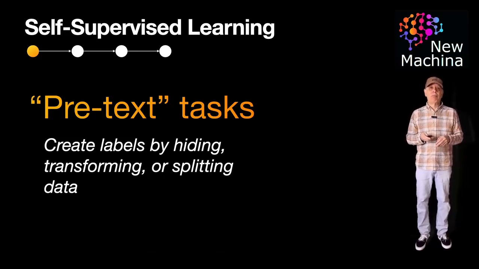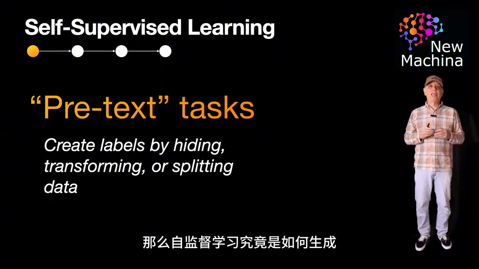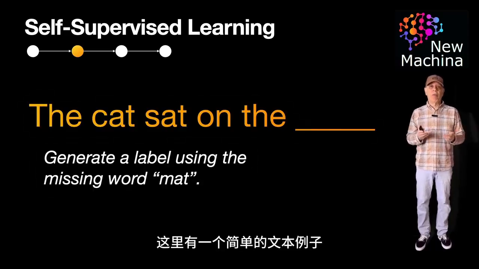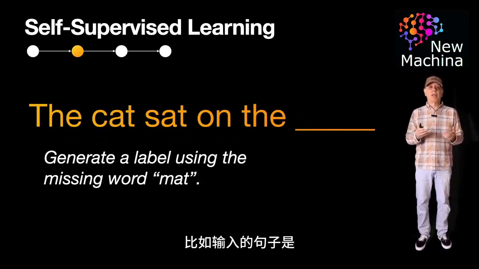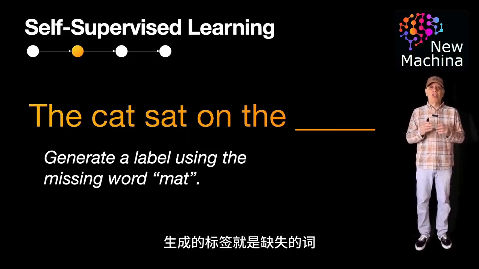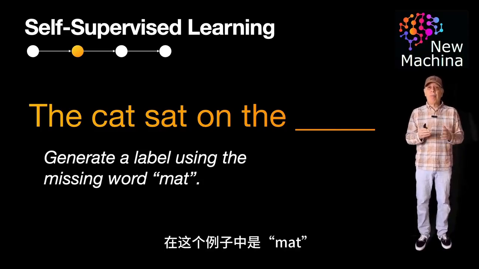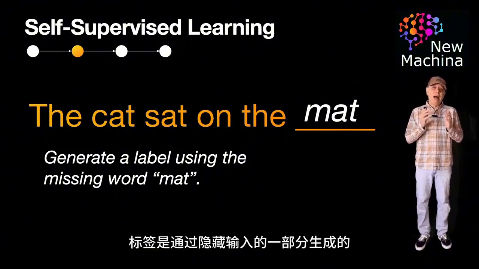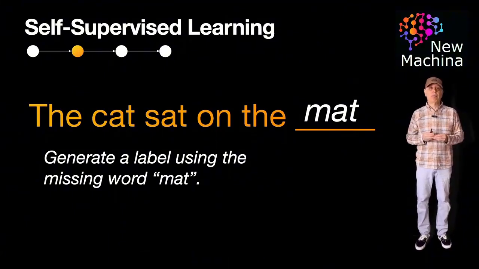So how exactly does self-supervised learning generate pseudo-labels? Here in this simple text-based example, imagine the input with the sentence, "The cat sat on the blank." The generated label, in this case, is the missing word, in this example, mat. In this example, the label is created by hiding part of the input.